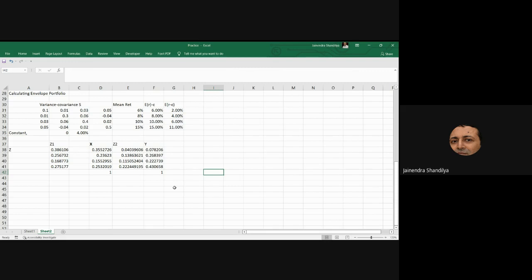Why? Because it's in proportion to the different stocks, and you want to know what will be its mean and what will be variance. So we will have to do the same: mean for this portfolio X and mean for portfolio Y. So can you calculate mean of X? Can you calculate mean of X? Any answer?